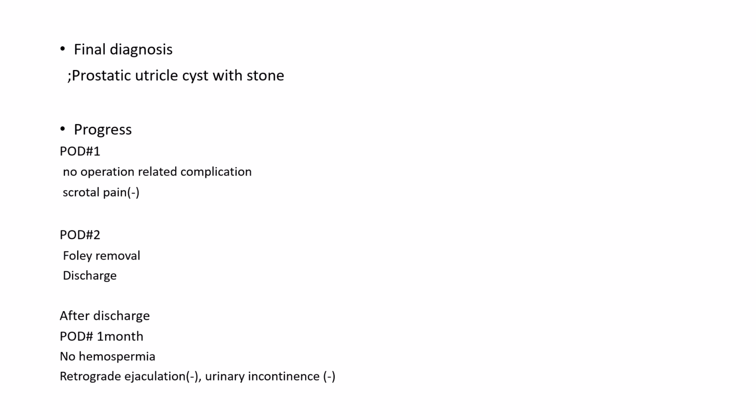And this case demonstrates that seminal vesiculoscopy is a safe and effective approach for selected patients with refractory hematospermia, especially when associated with utricular pathology.